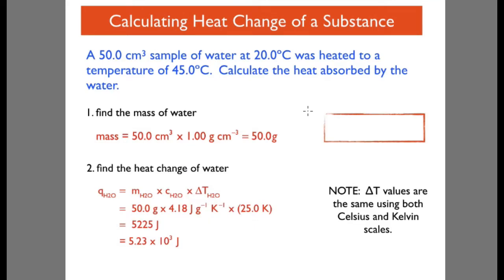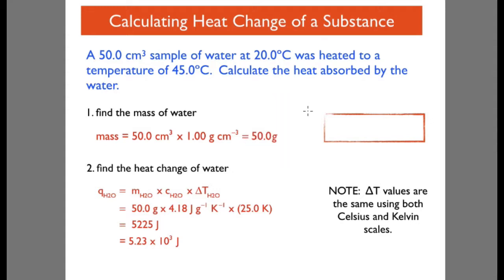When calculating heat change of a substance: a 50 centimeter cube sample of water at 20 degrees Celsius was heated to a temperature of 45 degrees Celsius. Calculate the heat absorbed by the water. We'll find the mass of the water first.